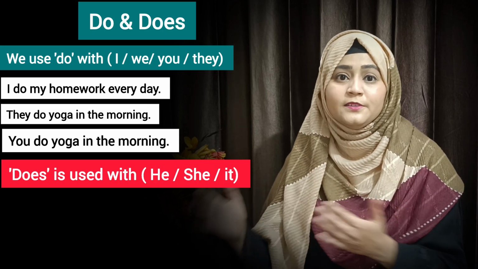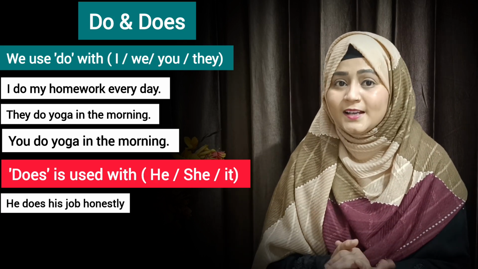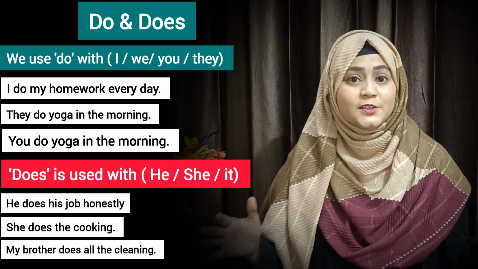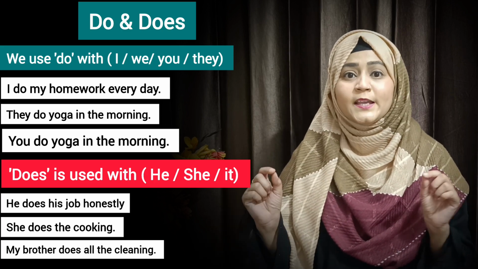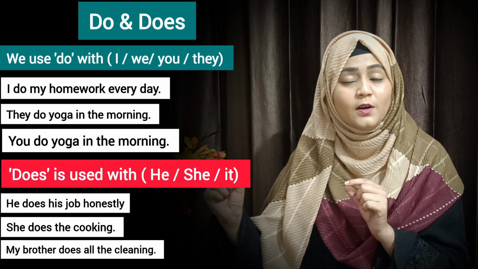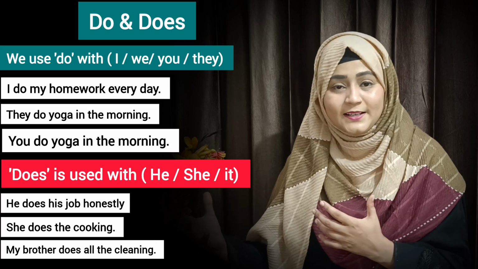Alright, for example, he does his job honestly. She does the cooking. My brother does all the cleaning. So remember, do is for plural subjects or I or you. Does is for he, she, it or singular subjects.